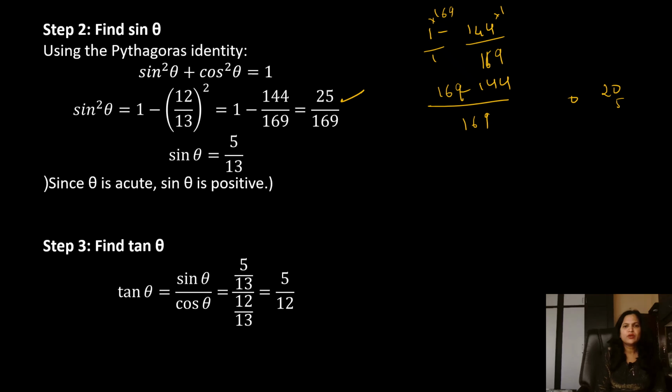Sine theta equal to square root of this 25 by 169. The square root of 25 is 5 because 5 fives are 25. The square root of 169 is 13. That's why sine theta equal to 5 by 13. Since theta is acute, sine theta is positive. Step 3, find tan theta. Tan theta is equal to sine theta by cos theta. We know the values of sine and cos theta. Substitute sine theta as 5 by 13 and cos theta as 12 by 13. The denominators 13 and 13 get cancelled. That's why 5 by 12 is tan theta.